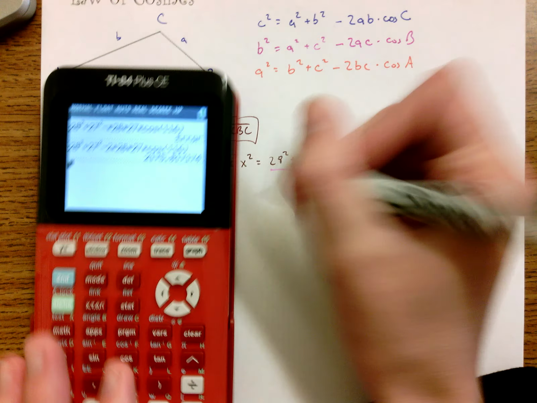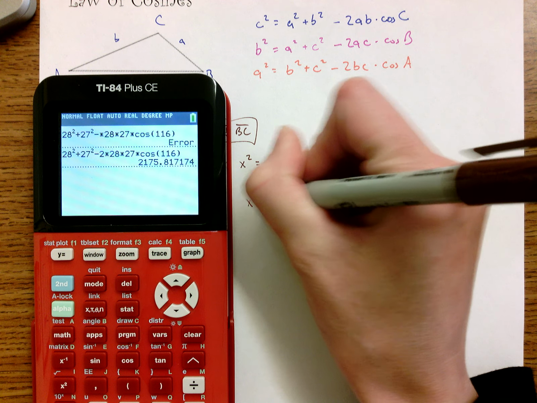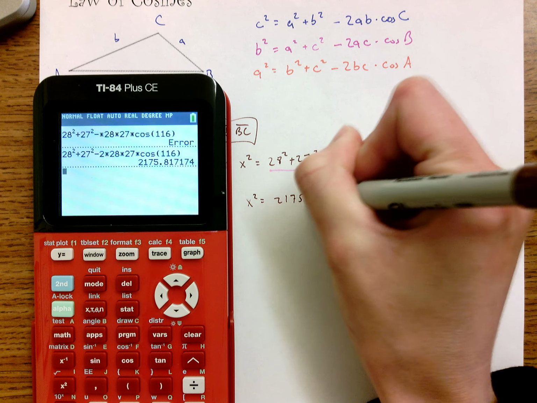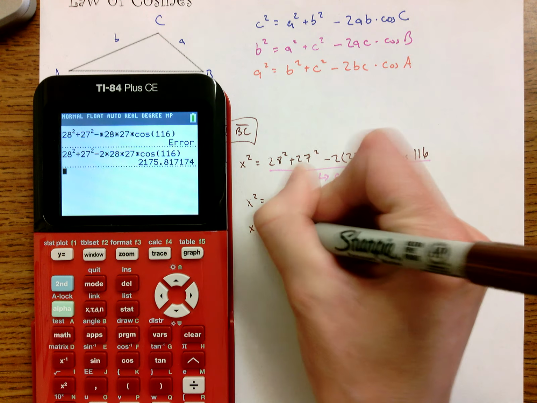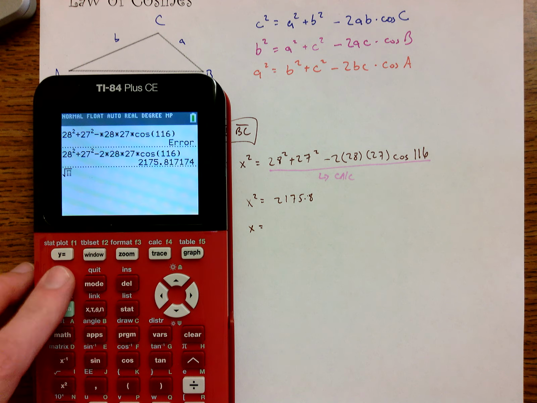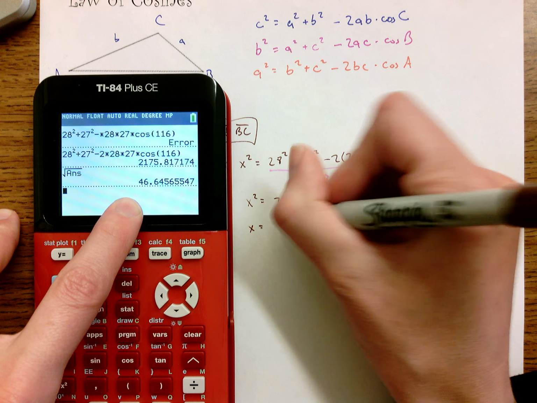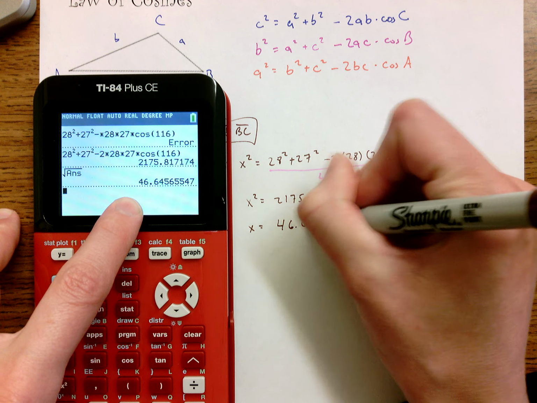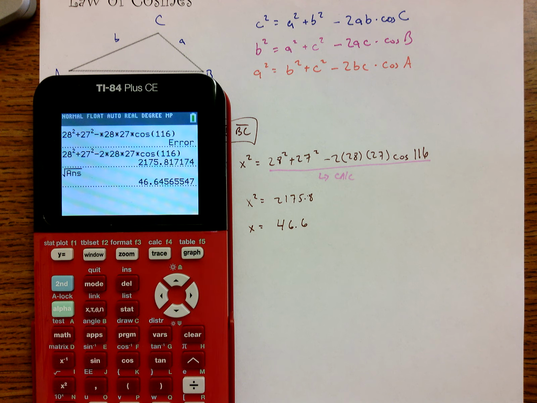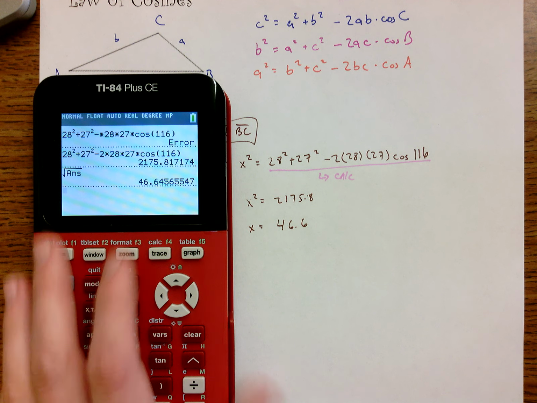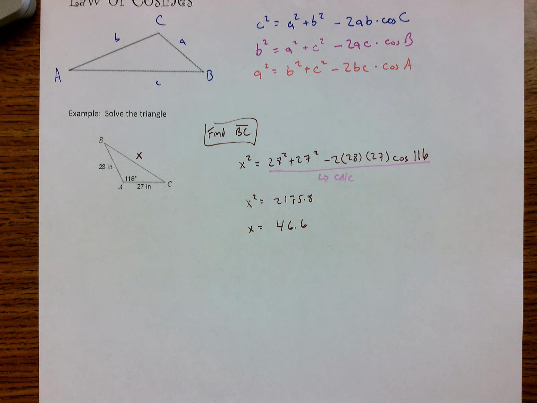So this works out to x squared equals 2175.8-ish. And then we need to square root that. So I'm going to do square root, and I'm going to tell it second answer, because you want to make sure that your answers are as closely not rounded as possible. You don't want to round your answers unless you absolutely have to. So I just took the square root of the previous answer. Okay, and there we go. That's what my side length is. So that's really easy. Finding side lengths is not a big deal using the law of cosines.